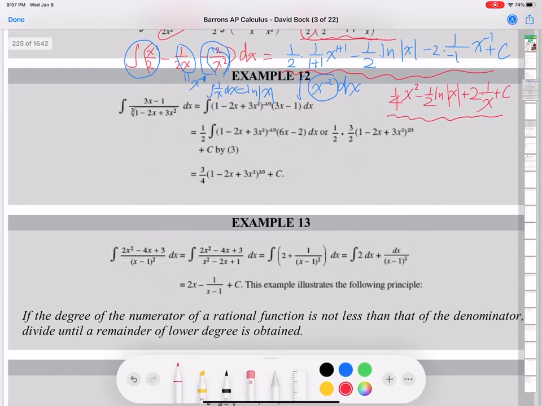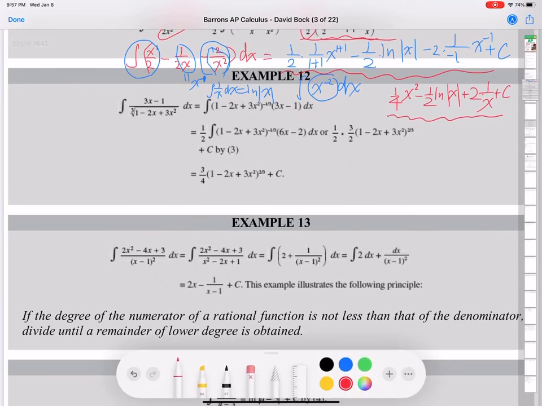Okay, next problem, number 12. Integral of (3x minus 1) over the cube root of (1 minus 2x plus 3x squared). It is U-substitution. Which part is going to be the u part? I think 1 minus 2x plus 3x squared. Let this part be u.